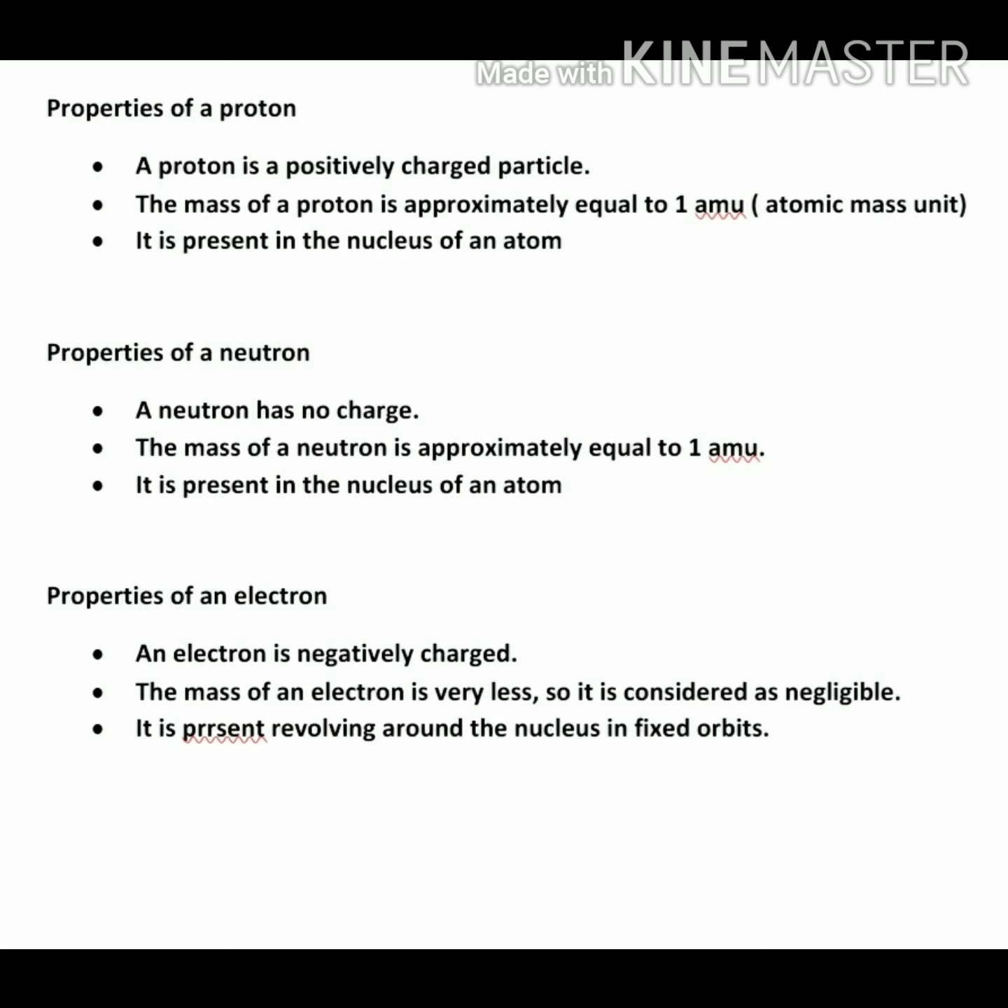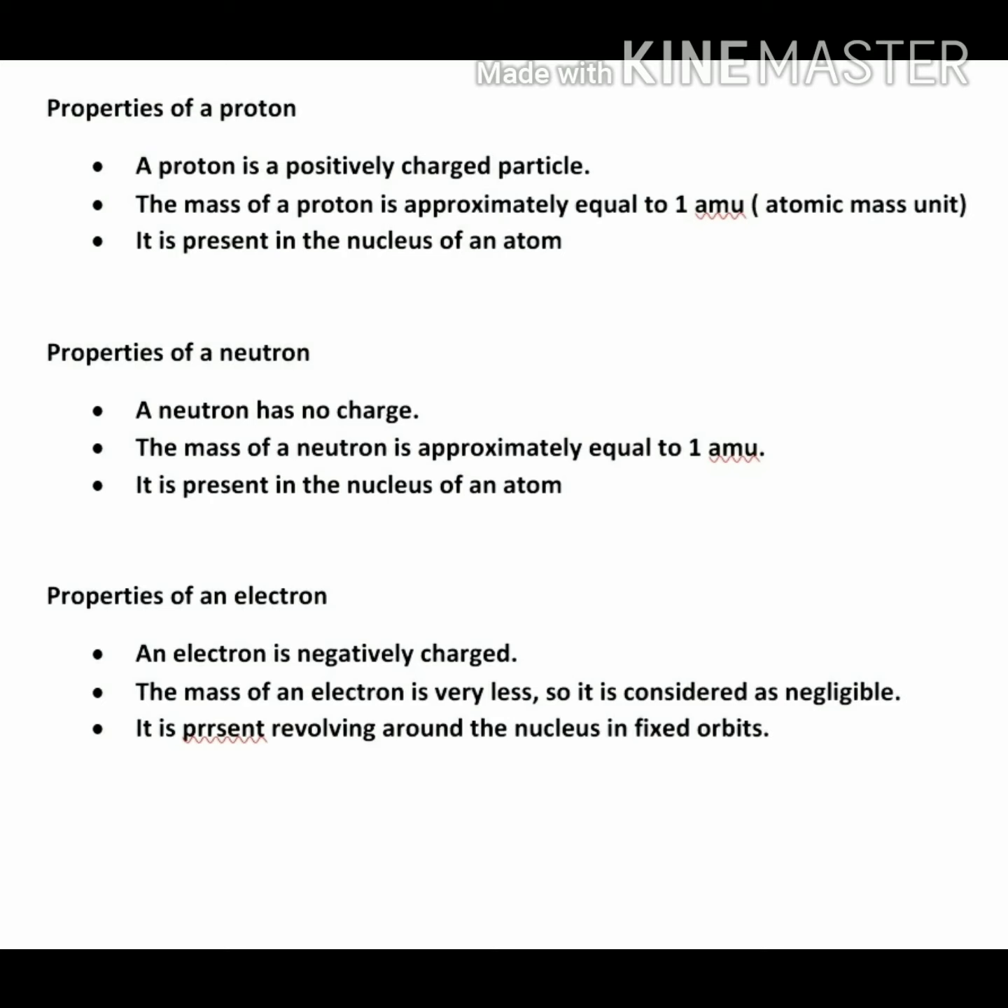Protons are the positively charged particles of an atom. The mass of a proton is approximately equal to 1 atomic mass unit. And as I already told you, it is present inside the nucleus of an atom. Neutron does not have any charge. Even its mass is approximately equal to 1 atomic mass unit, and it is present in the nucleus of an atom.